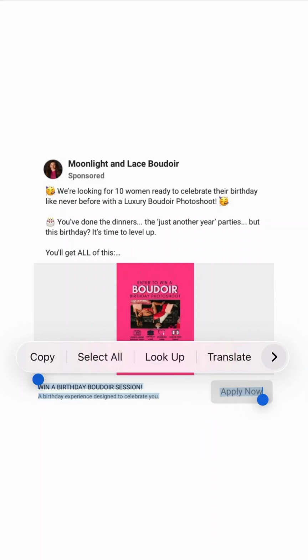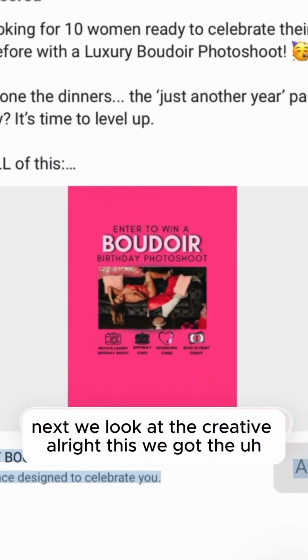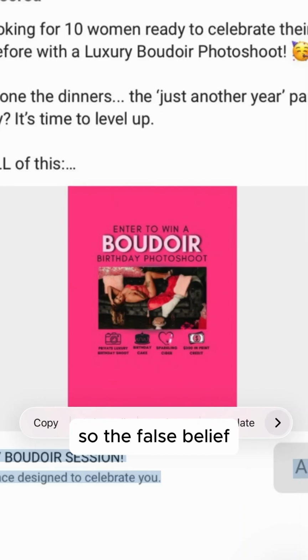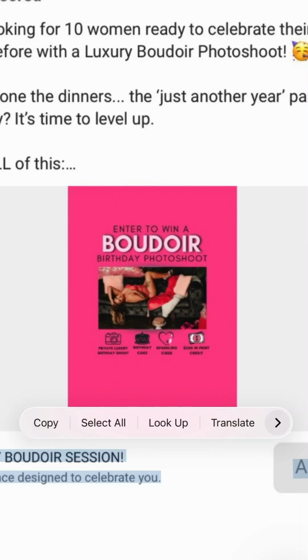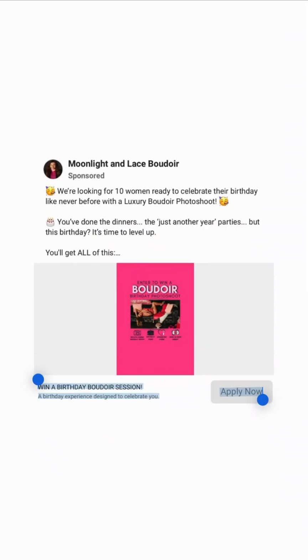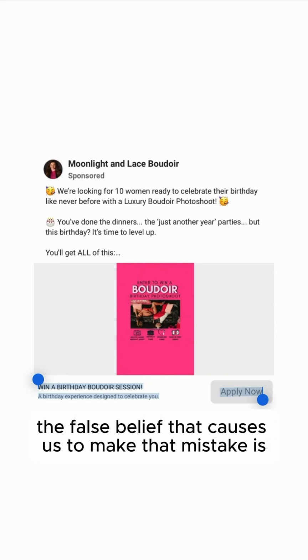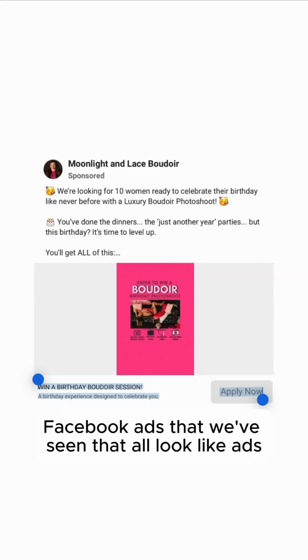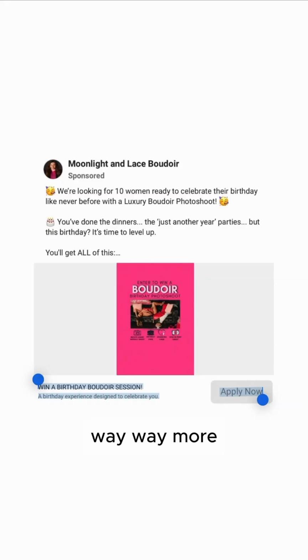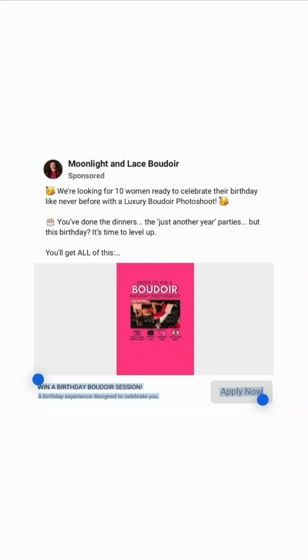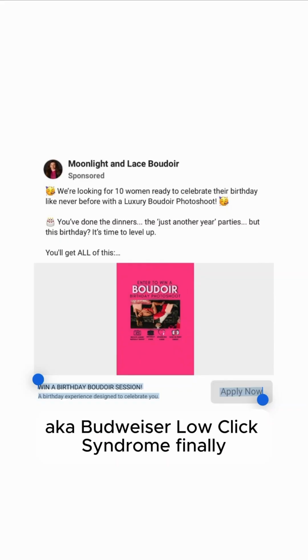So we got this. Next, we look at the creative. All right, this looks like an ad mistake. So the false belief that causes us to make this mistake is that we actually believe our Boudoir Facebook ad should look like an ad. And that's because we've seen all these other Boudoir Facebook ads that all look like ads. But actually what happens is this causes way, way, way more women to scroll by our Boudoir Facebook ads than necessary. So we spend that money for those impressions, waste our money. And this actually pulls down our unique CTR all under 6%, and it increases the probability that we have BLCS, aka Boudoir low click syndrome.